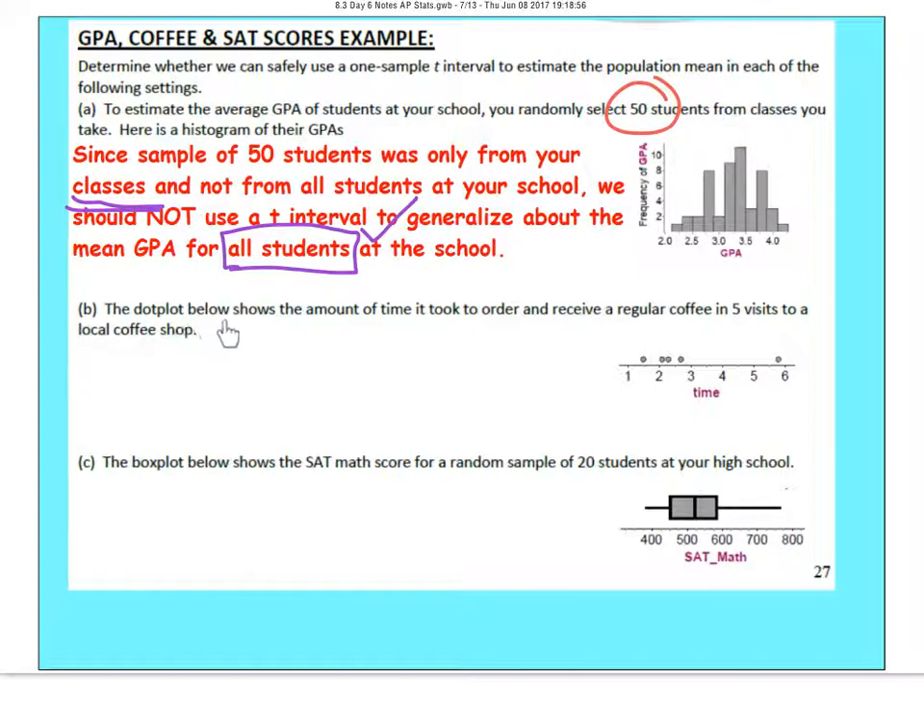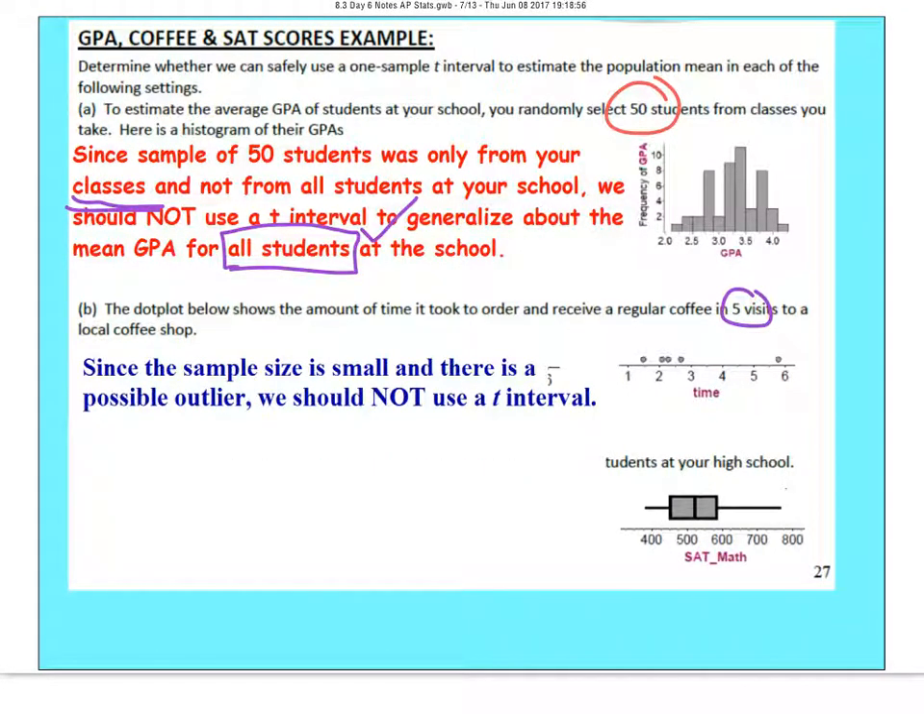Part B. The dot plot below shows the amount of time it took to order and receive a regular coffee in 5 visits to a local coffee shop. Sample size is 5, so that's really low. We definitely need to graph it out. If it's less than 30, you have to graph it out. We're looking for any skewness or obvious outliers. Is the normal condition met? Since the sample size is small and there is a possible outlier, we should not use the t-interval. This point here is pretty far away and could definitely be an outlier, so we should be cautious with this t-interval and probably not use it.